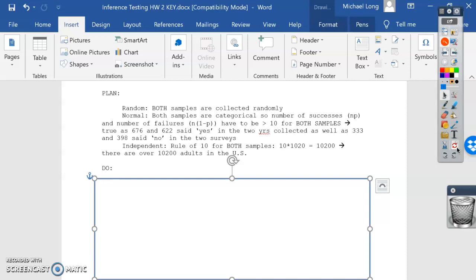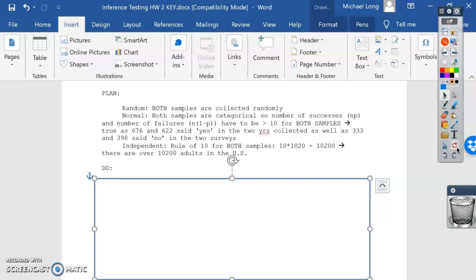Also, then I had to use the rule of 10 for both samples. Now, I did a little bit of a trick here. I took the larger of the two samples, 1,020, and I multiplied that by 10 and said there's 10,200 adults in the United States. That encompasses both samples, because a smaller sample would be 1,009 times 10, which is 10,090. 10,200 is still bigger than that. So as long as we can say there's more than 10,200 for both, it covers both samples. So I take the larger of the two numbers and just do the rule of 10 on that one, if that makes sense.